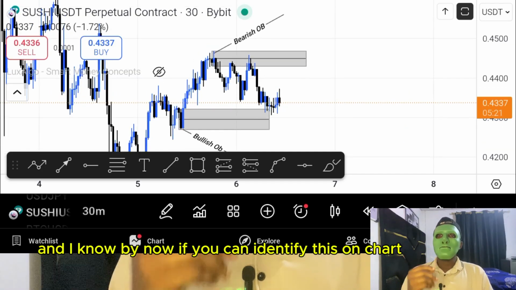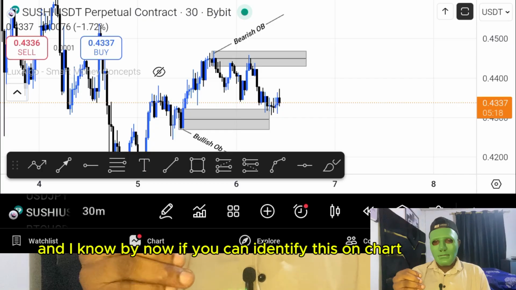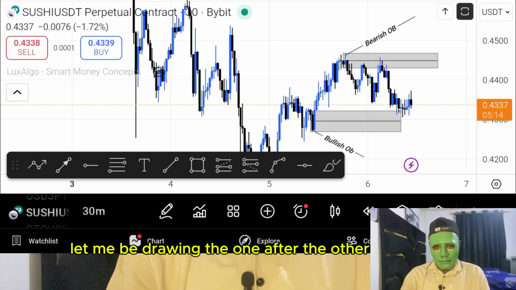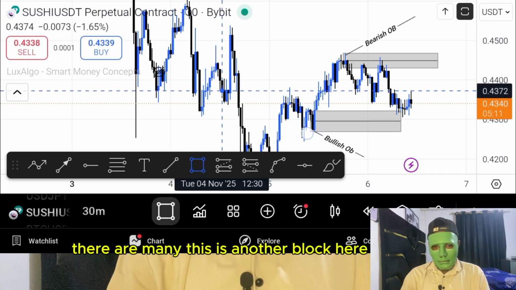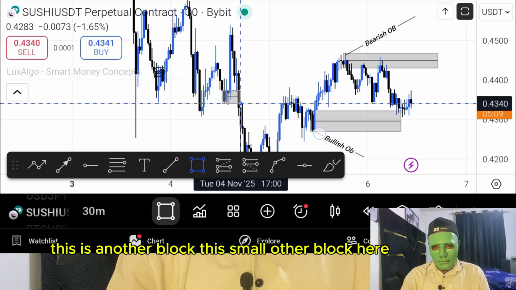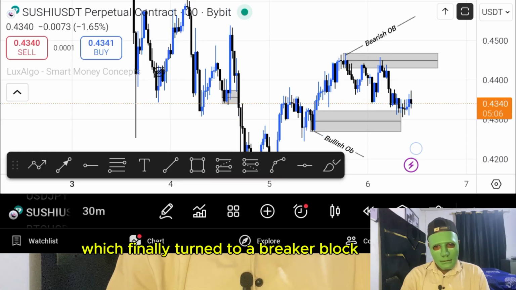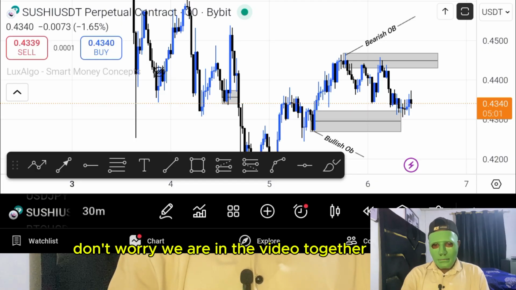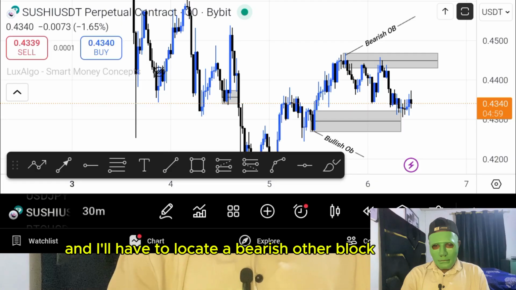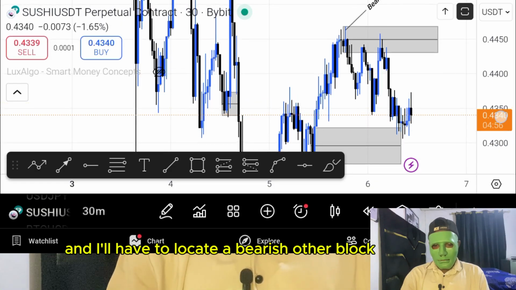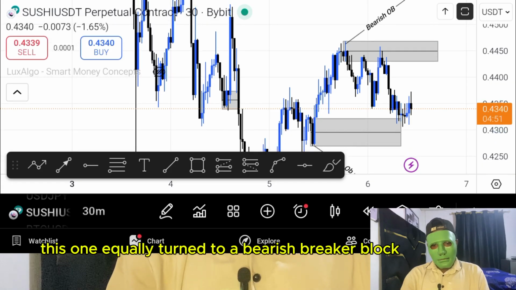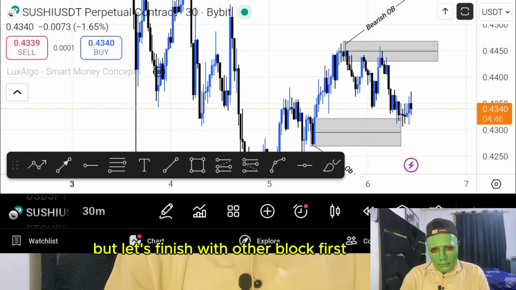And I know by now, if you can identify this on the chart, then you are good to go. There are many other blocks on the chart, like you can see. Let me be drawing them one after the other. This is another block here, this small block here, which finally turned into a breaker block. I will show you how. Don't worry, we are in the video together. I'll also locate a bearish order block that actually turned into a bullish breaker block. This one equally turned into a bearish breaker block. We'll explain. That's another block there, but let's finish with the other blocks first.